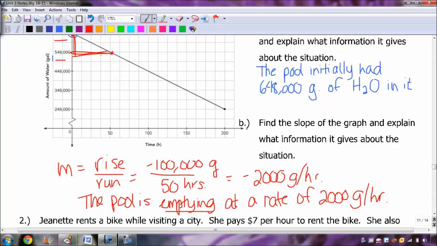Now, I know it doesn't ask for the equation of the line, but I'm going to write it down anyway so you can understand what this is saying. So the equation of the line would end up being y equals -2,000x plus 648,000. Okay? And you should be able to look at an equation and be able to understand that information from the equation, that the initial amount of water in the pool was 648,000 and that it's draining at a rate of -2,000 gallons per hour.